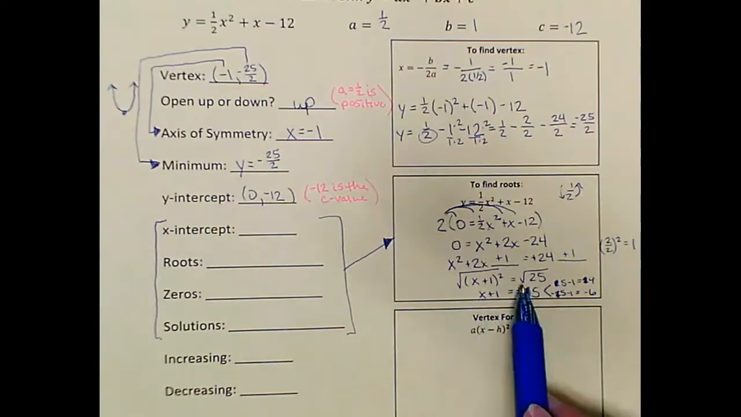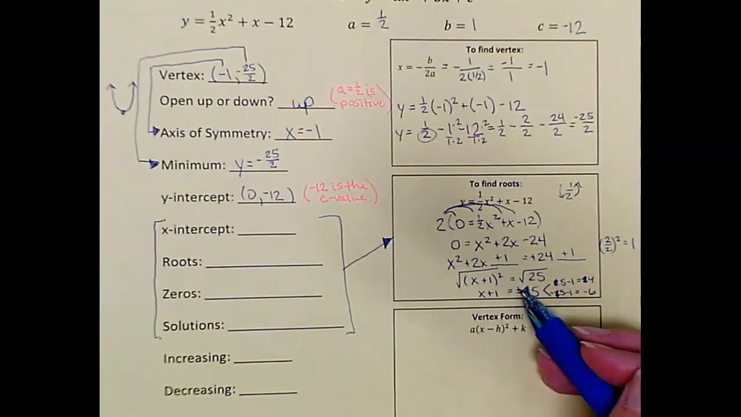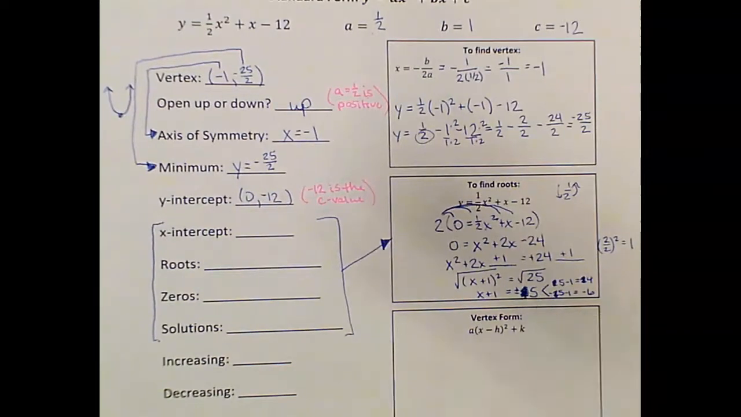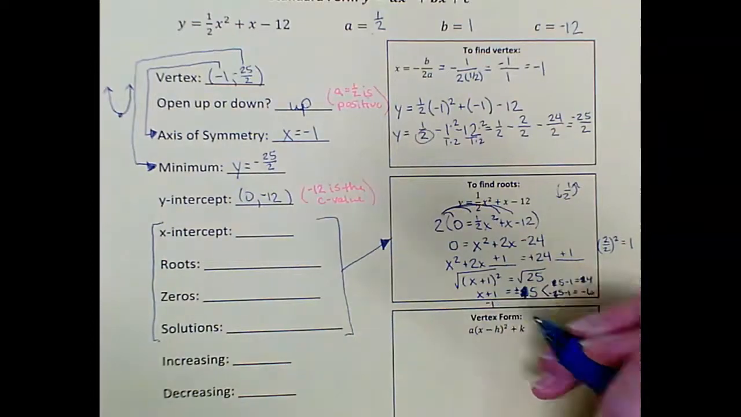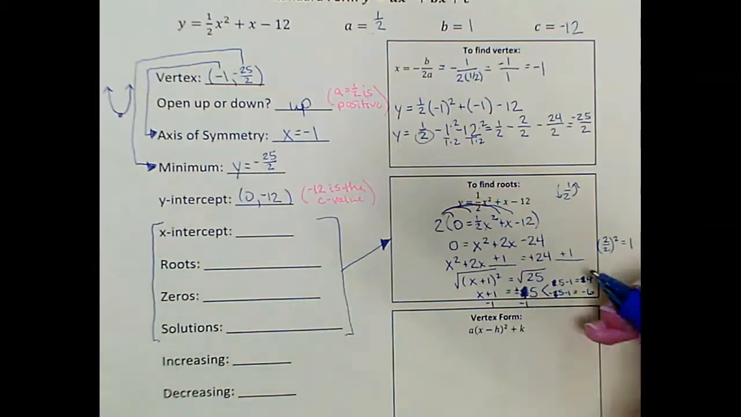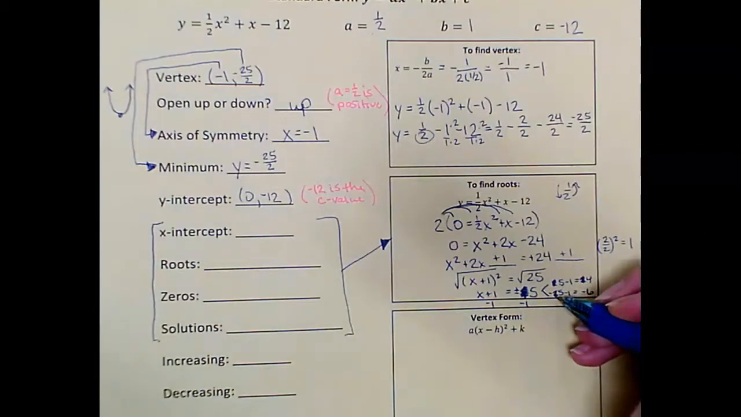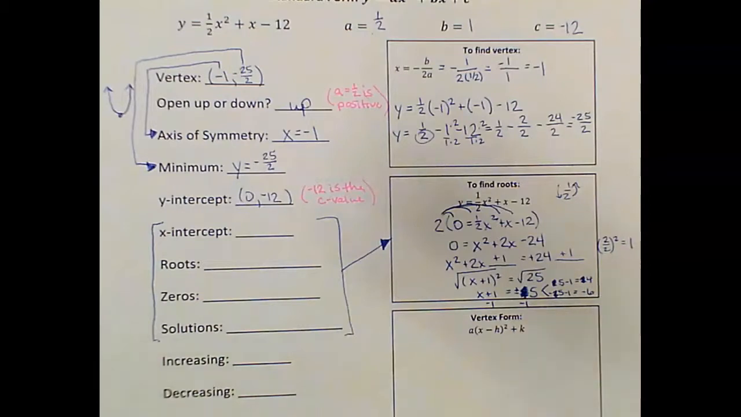I square root both sides. I get x + 1 = the square root of 25, which I wrote as plus or minus 25, but then I realized, the square root of 25 is plus or minus 5. And then I split this. I moved this to the other side, and I had positive 5 minus 1 equals 4, and negative 5 minus 1 equals -6. So those were my two solutions.